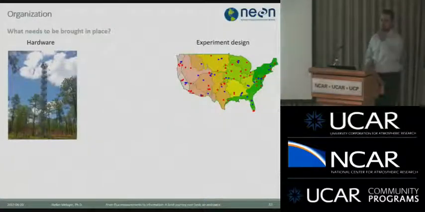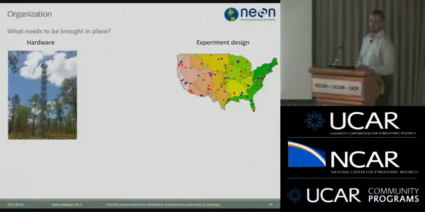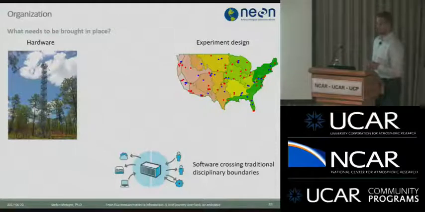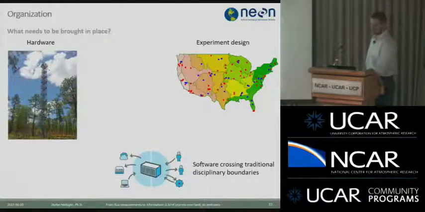To actually implement it, there's more required than coming up with the theory behind it. We do need the hardware and an experiment design, as we've been looking at, but then we also need certain catalysts to actually test and operationalize some of that. And one of those is software crossing traditional disciplinary boundaries. We're going to have a brief look at what I mean with that in the upcoming slides.